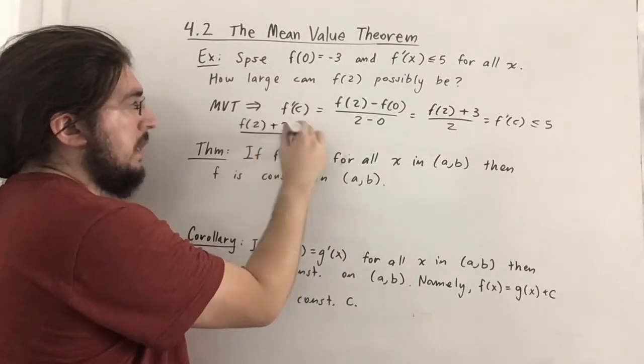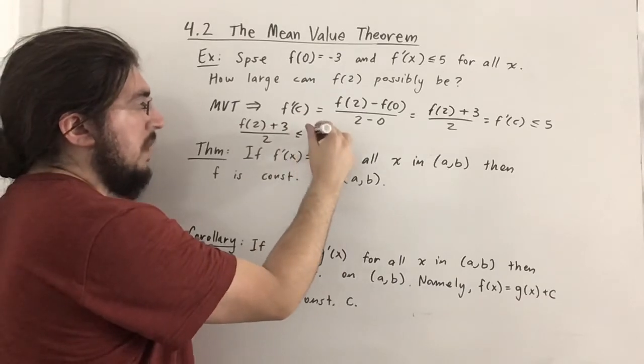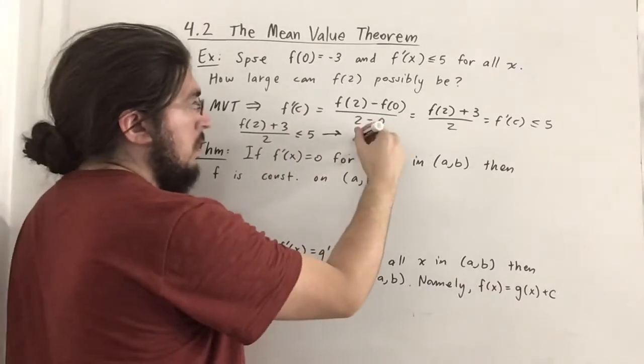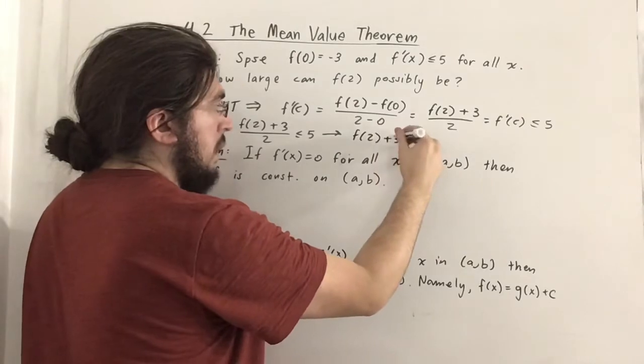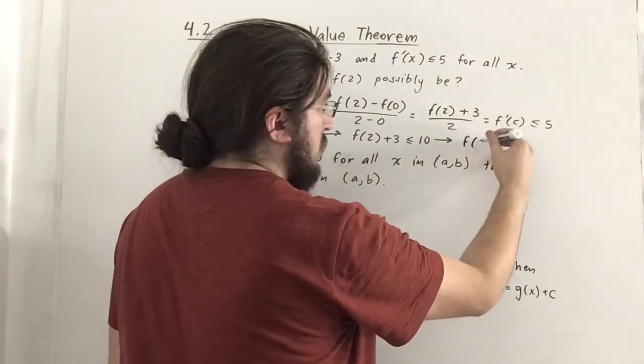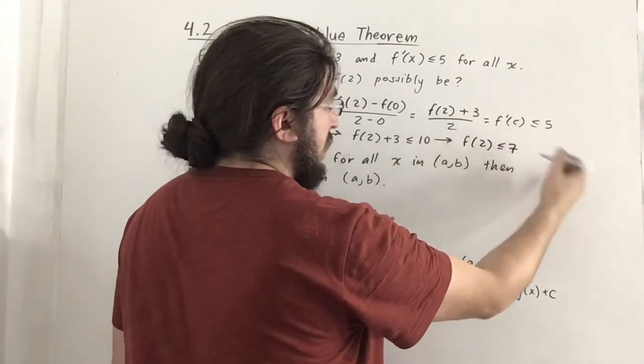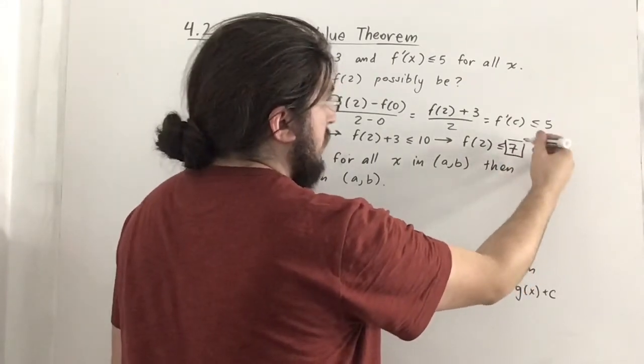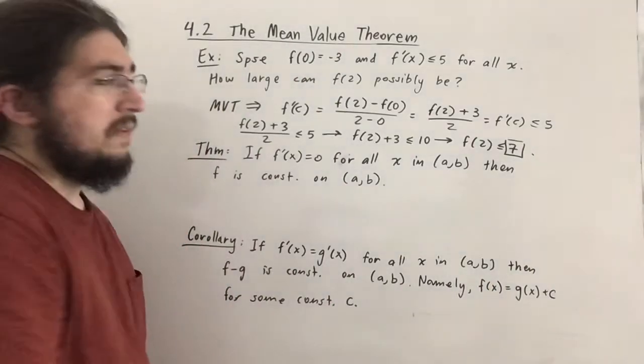F of 2 plus 3 over 2 is less than or equal to 5. Multiplying by 2, we get f of 2 plus 3 is less than or equal to 10. And then finally subtracting 3, we get f of 2 is at most 7. So the largest it can possibly be is 7.